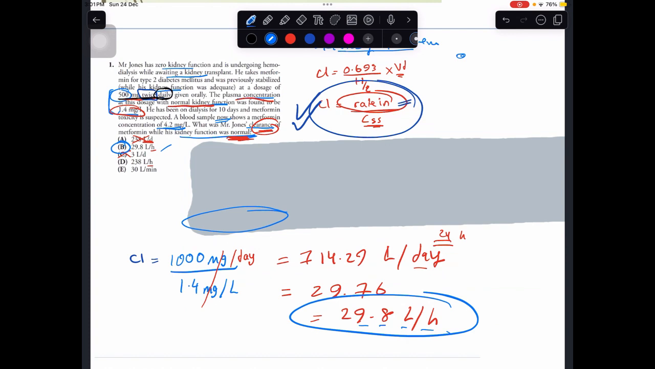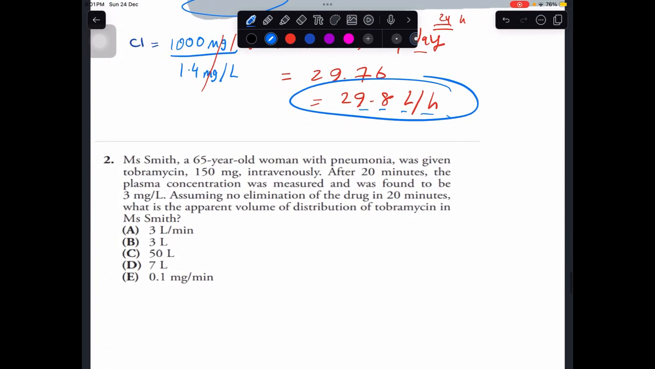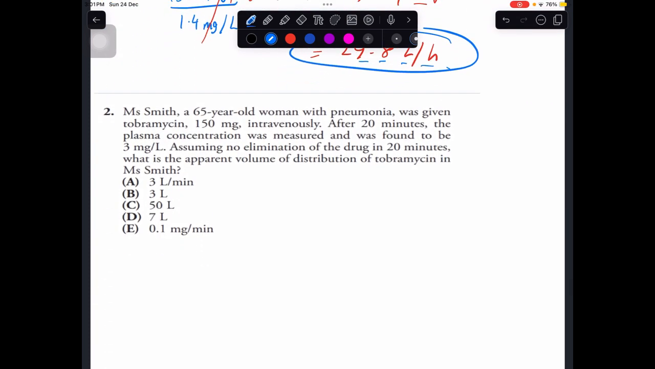Now, so this is the answer. Let's go to the next question. Pause the video, solve it by yourself, and then we can solve it together.